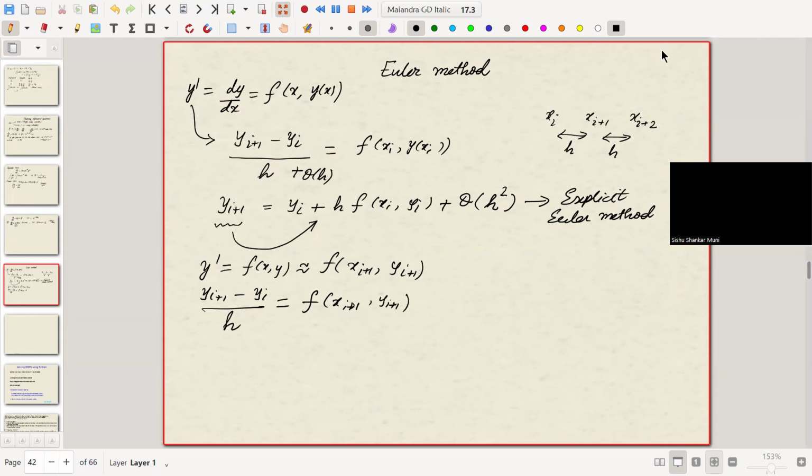Then can you see what is happening here? Can you observe what is happening here? Finally, you will have yi plus 1 in terms of xi plus 1, yi plus 1. So therefore, this is an implicit method.